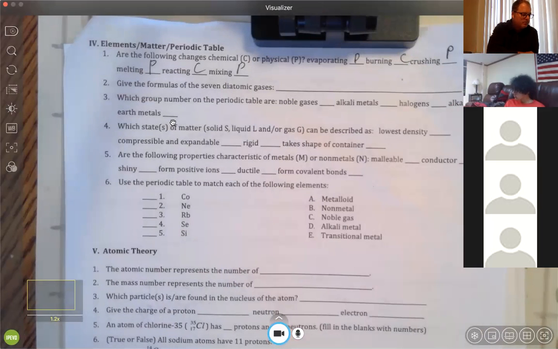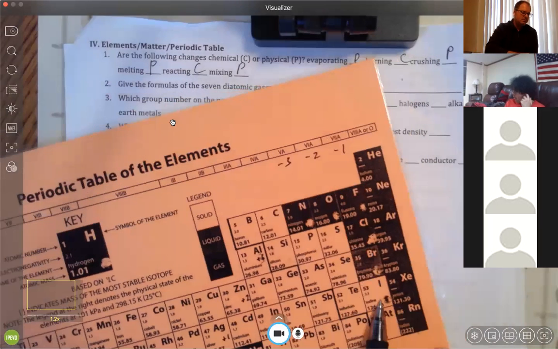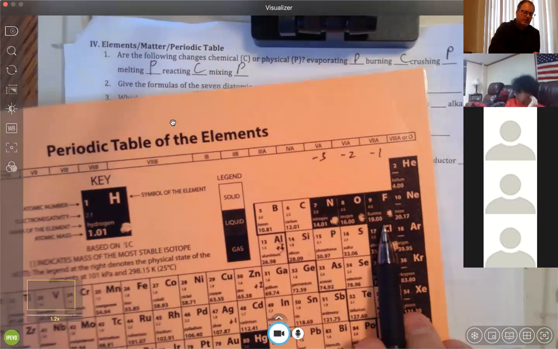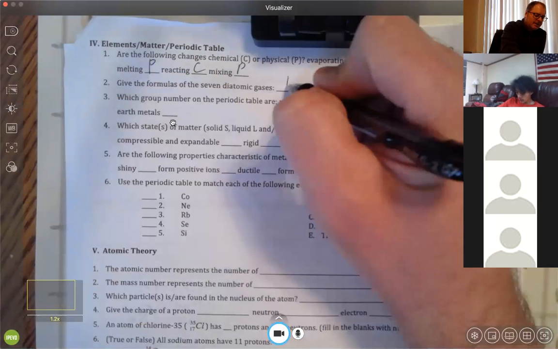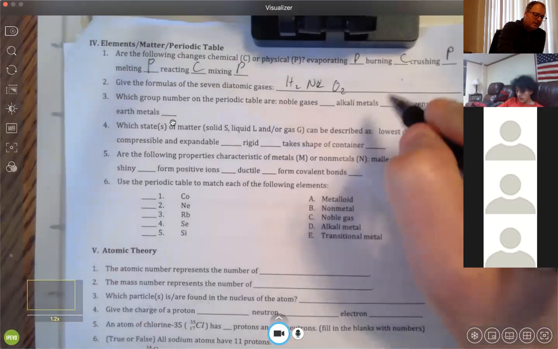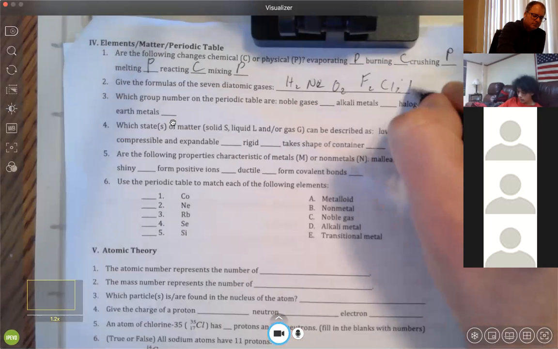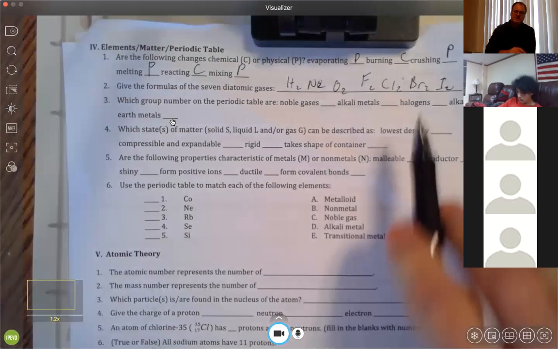All right, the periodic table. So if we look, we marked on our periodic table all of the diatomic elements. Hydrogen, nitrogen, oxygen, fluorine, chlorine, bromine, and iodine. When it's in a gas form, and when bromine is in a gas form.